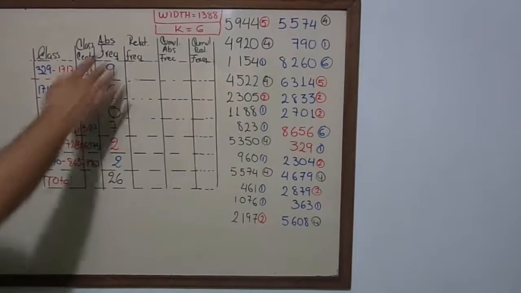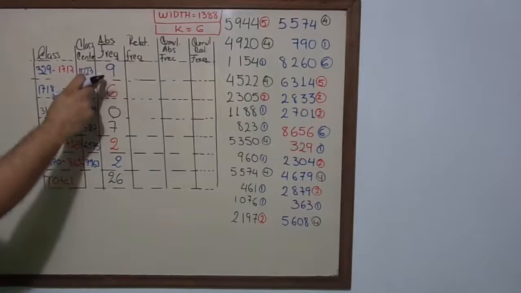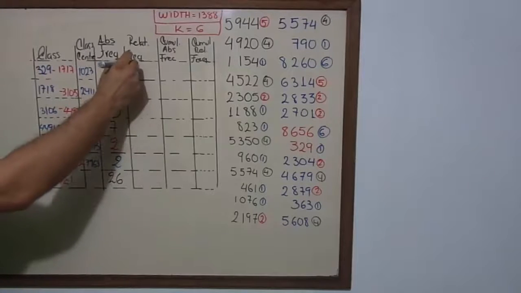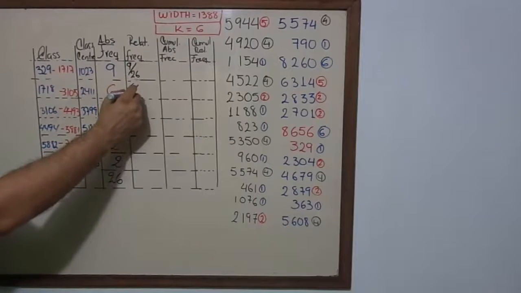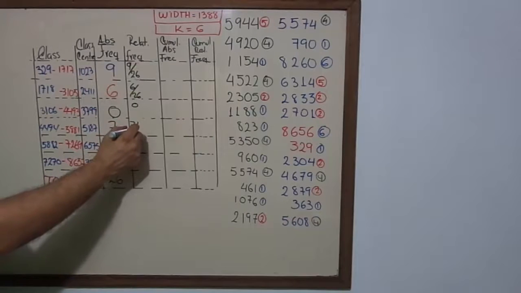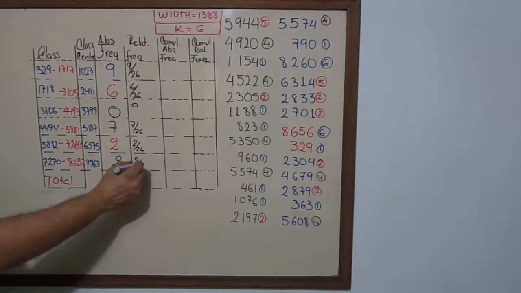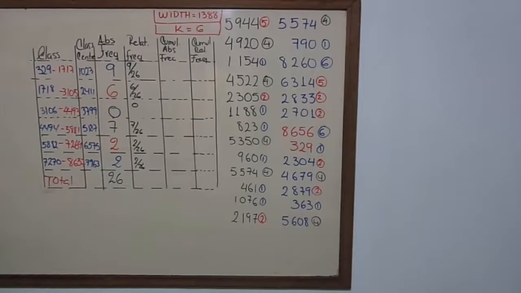Now for the relative frequency, which is a percentage, we're going to have to divide the absolute frequency by the total of data. That means that this value here is 9 divided by 26. This one is 6 divided by 26. Obviously this is going to be 0. And this is going to be 7 divided by 26. 2 divided by 26. And each one of them multiplied by 100. So the results are going to look like this. And these are the results.